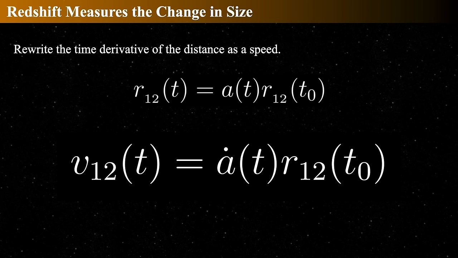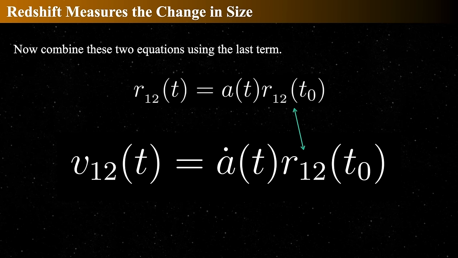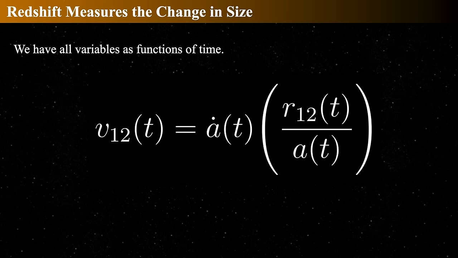I'm going to use v for speed, not s, since strictly speaking this is a velocity, which attaches a direction, but I don't really care about the direction of the change at this point. Now then, we're going to plug that top equation into the bottom one by noting that r_1,2 at t naught is equal to r as a function of time divided by the scale factor at that time. And therefore, we have all the variables as functions of time in one equation.